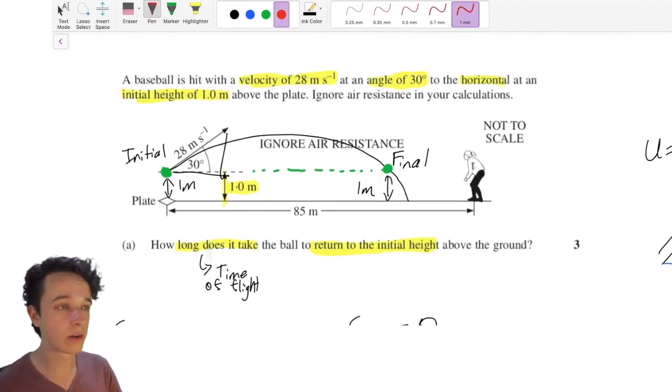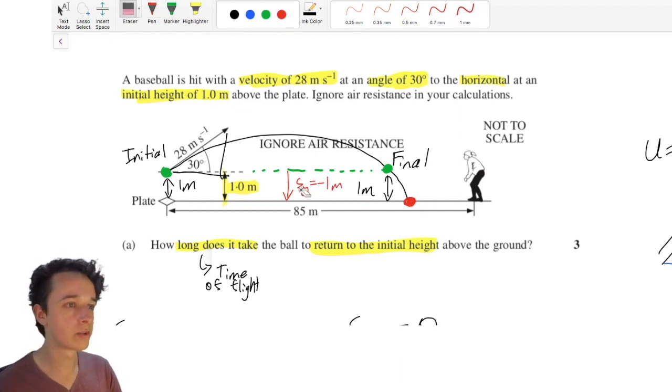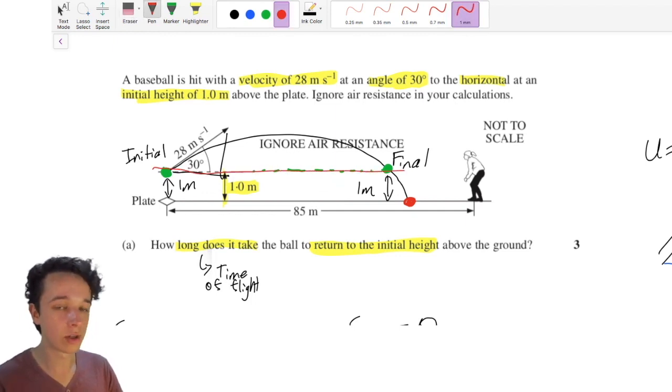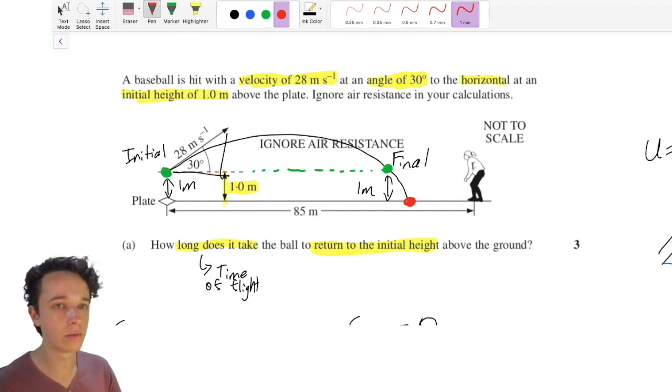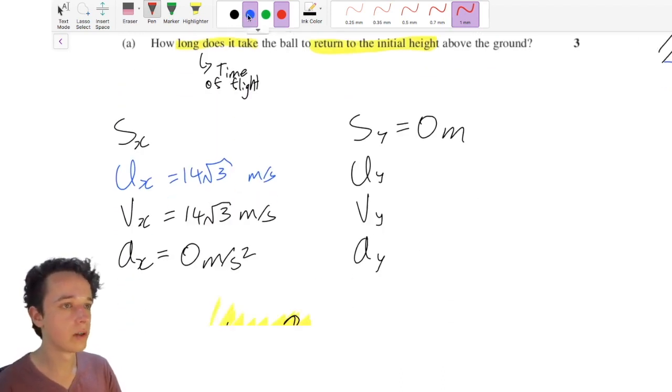If we were considering the final position to be up here, say, for the maximum height, then we would have a positive SY. We'd have some positive value for SY. If we were considering the final position to be down here, when it hits the floor, we would have a negative SY. So we'd have SY equals negative 1 meter, right? But because we're considering the final position as in line with the initial position in terms of its height above the ground, there is no displacement in the y component.